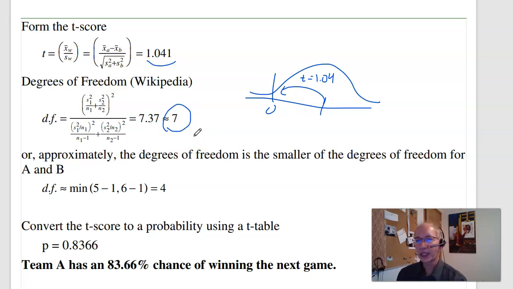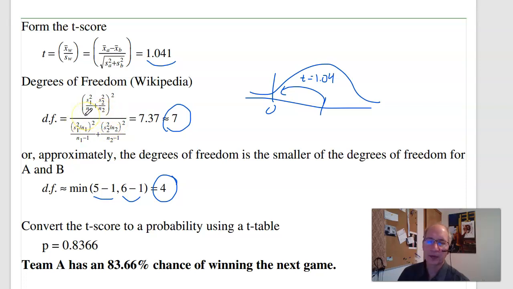A simpler way is to just take the smaller of the two. A has 4 degrees of freedom, B has 5 degrees of freedom, so roughly it's 4 degrees of freedom. And in the limit, these two match up. If A has a sample size of infinity, then this is just really testing against a known mean. Because if A has a population of infinity, this goes to 0, and you just get the degrees of freedom of B. If B goes to infinity, you just get the degrees of freedom of A. So it's going to be the smaller of the two.